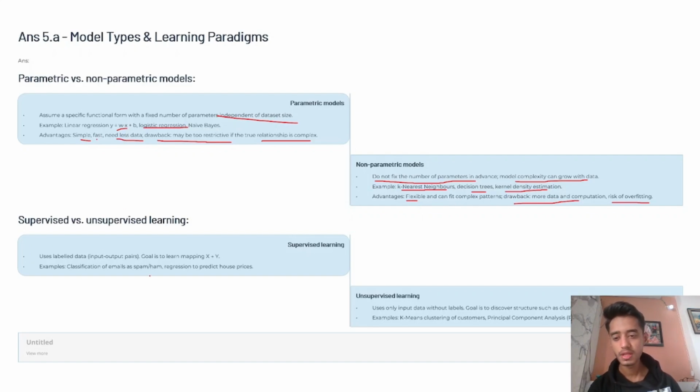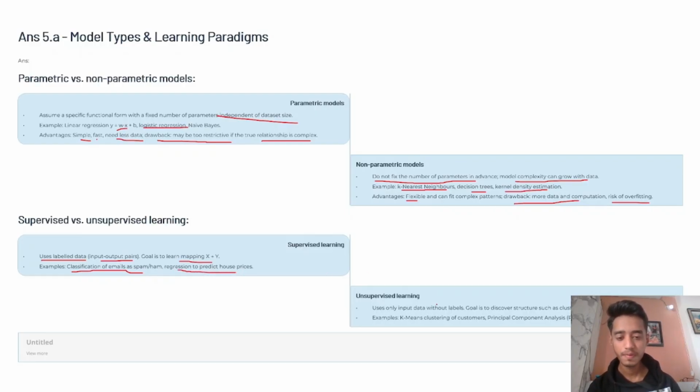Now let's see supervised versus unsupervised learning. In supervised learning, it uses labeled data, input-output pairs. Goal is to learn mapping X to Y. In supervised learning, there is an output for every input, so the model learns from these pairs, and after learning, if only input is passed, the model generates output based on its learning. Example: classification of emails as spam/ham, regression to predict house prices, etc.